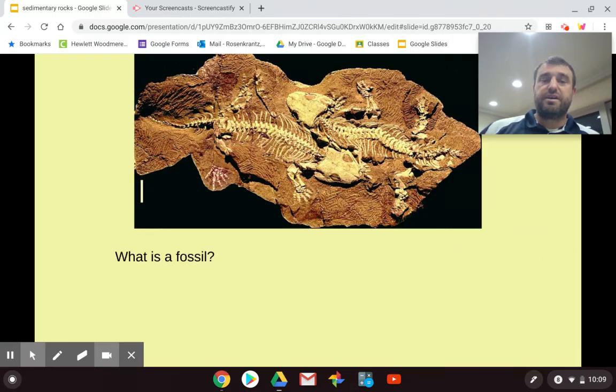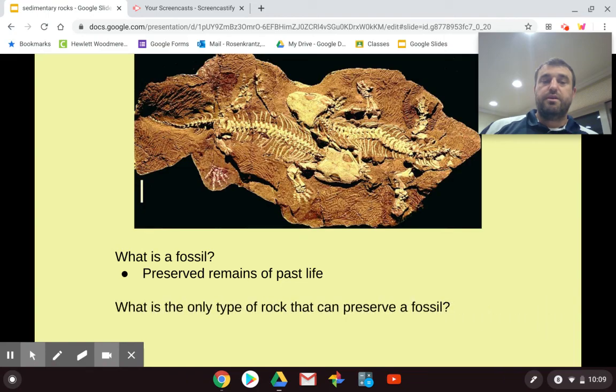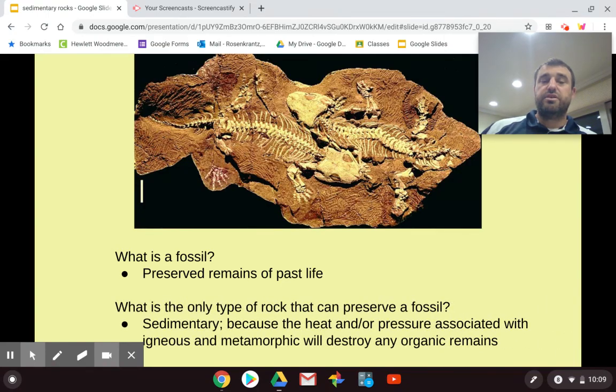But first, what is a fossil? It's any preserved form of life, preserved remains of life. What's the only type of rock that can have a fossil? Sedimentary, because heat and pressure associated with igneous and metamorphic will destroy any organic remains. Okay?